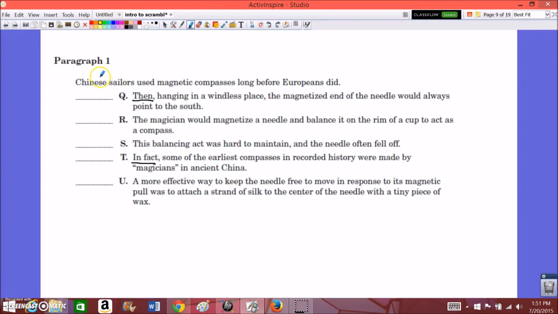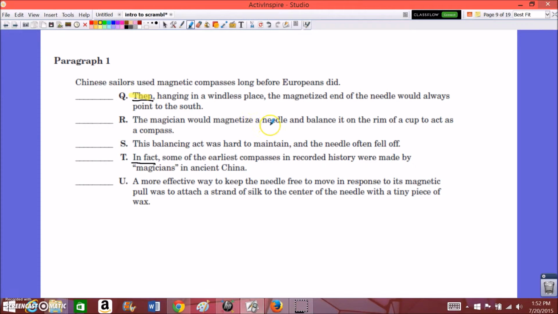All right, so when I look at the topic sentence, I see that Chinese sailors used magnetic compasses long before Europeans did. So it's introducing the idea of Chinese sailors being the first to use magnetic compasses. Then I go to the next sentence: "Then hanging in a windless place." This is a sequence because I see the sequence word "then." So something has to come before the needle is hanging in a windless place. This can't be the next sentence. It doesn't really follow from the topic sentence.